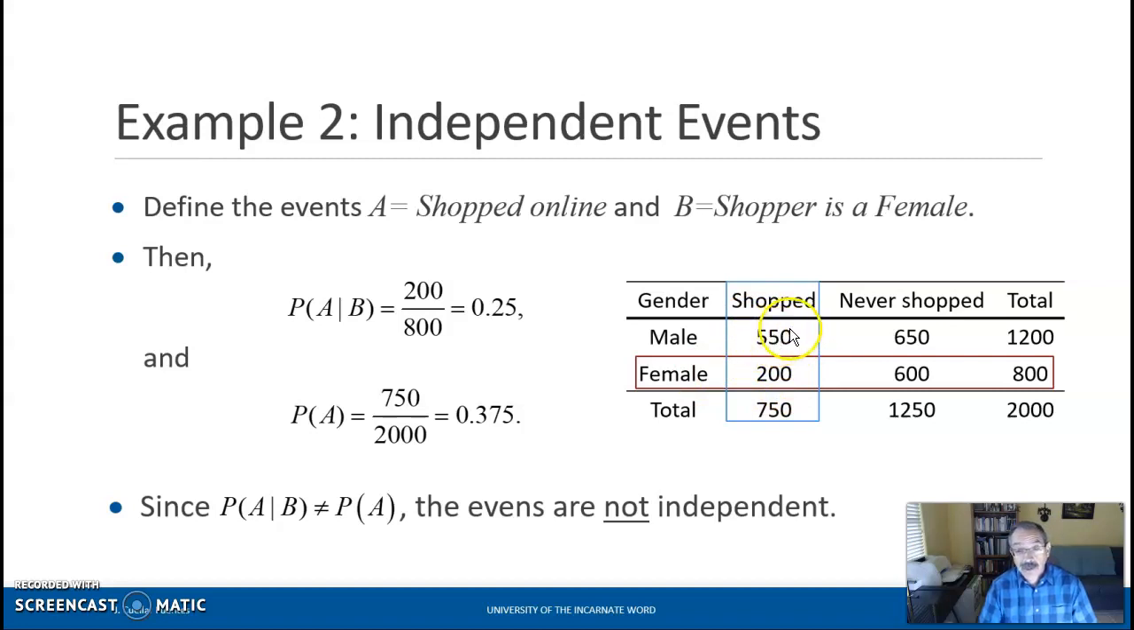And you can see that depending on which gender you ask questions about it. For example, males seem to have more people shopped online. So again, we don't know a priori if these two events are independent, so we have to demonstrate it by calculating the corresponding probabilities. By calculating the conditional probability and the marginal probability, we find that they are not equal. Therefore, these events are not independent.